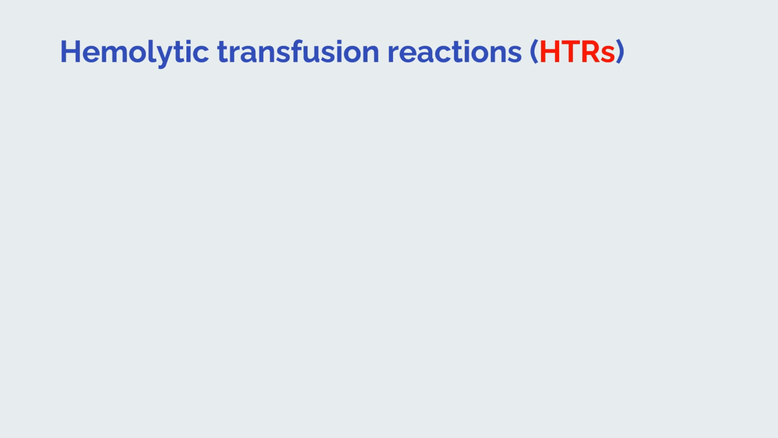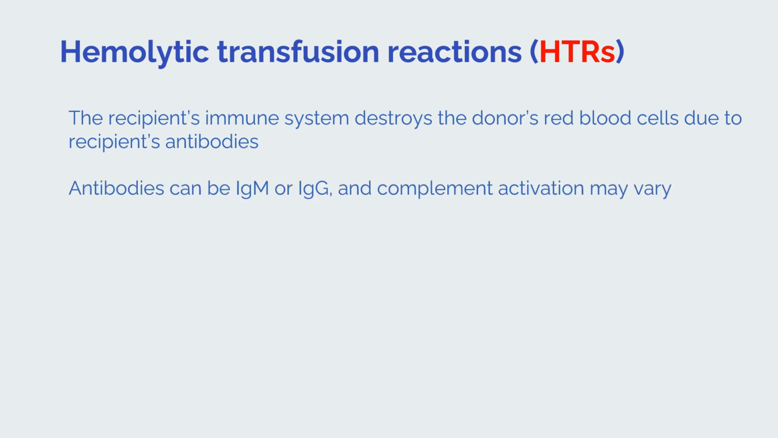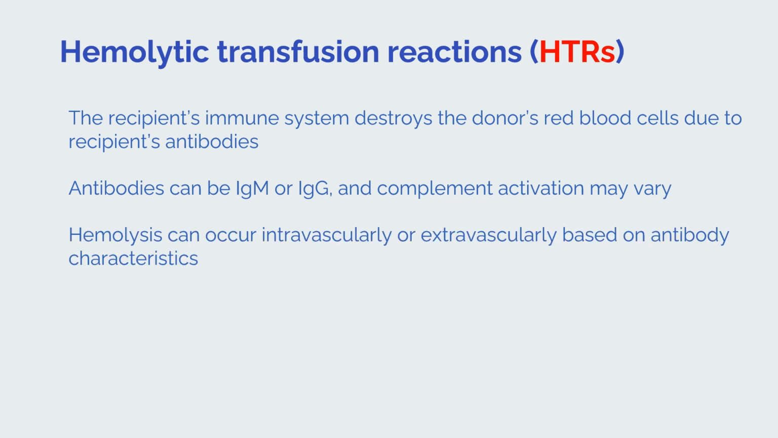Let's begin with hemolytic transfusion reactions, HTRs. These occur when the recipient's immune system destroys donor red blood cells due to the presence of antibodies in the recipient's body. These antibodies can be either IgM or IgG, and the activation of complement may vary. The hemolysis can occur either intravascularly or extravascularly, depending on the characteristics of the antibody. HTRs can have an acute or delayed onset, making them quite complex.